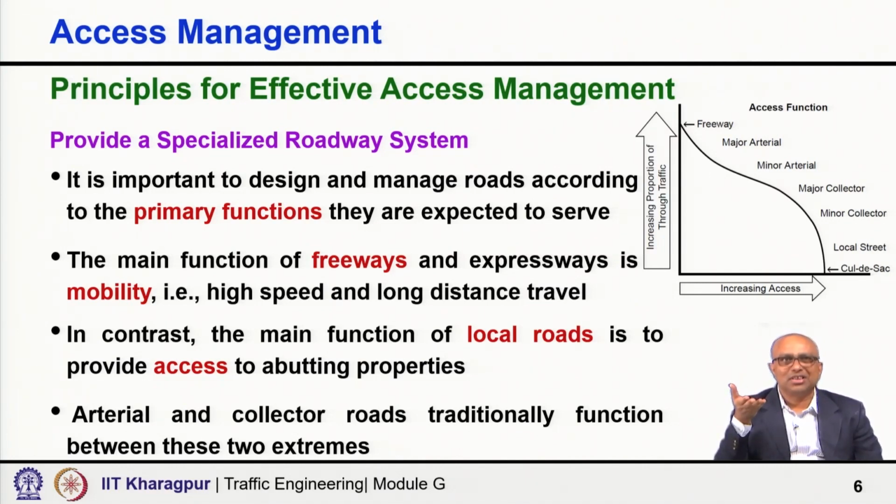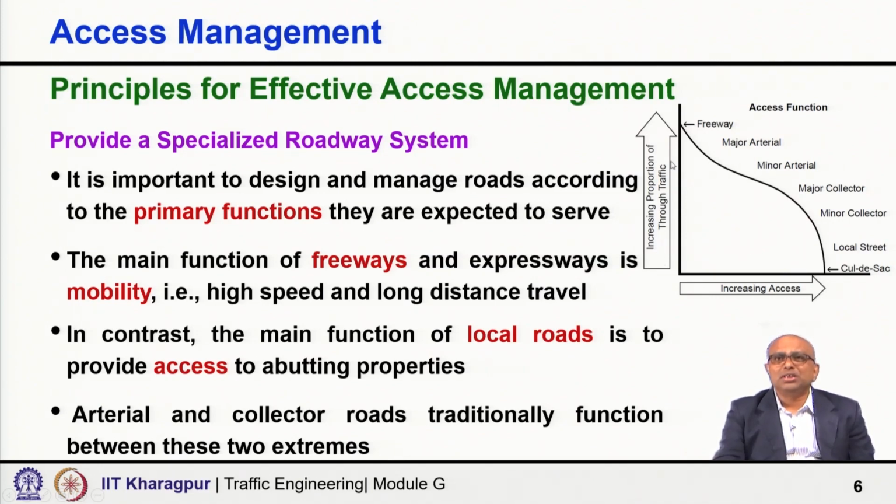What do I mean by that? It is important to design and manage roads according to the primary functions they are expected to serve. As you know, every road has two functions: providing mobility, and providing access to the abutting land, the access function or accessibility, and the mobility function. Now, the whole functional classification is built on this. I have shown this diagram even on earlier occasions.